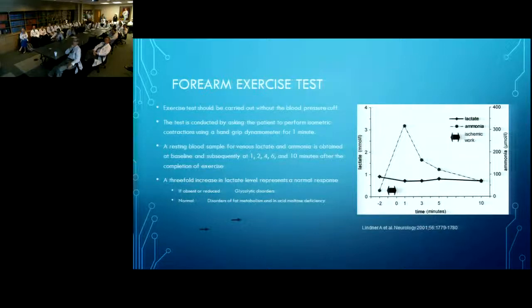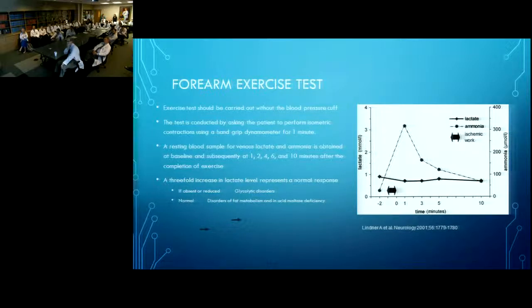So this is a study that you can use to confirm the presence of a metabolic abnormality in the muscle. What you do is basically establish venous stasis in the arm, and then you make the patient exercise for a short duration, and then you measure the lactate and the ammonia peaks at certain intervals. So there should be a sharp increase in lactate level and a slower increase in ammonia level.